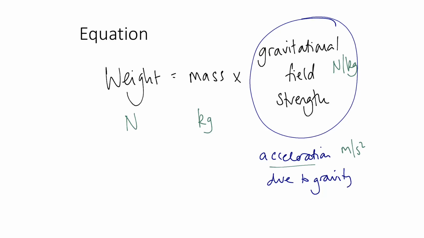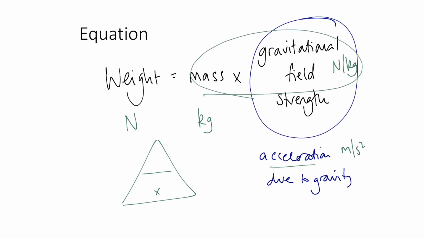Some students like to put equations into triangles to help you with rearranging them. So mass and gravity are multiplied together. So mass and gravity. So that leaves weight at the top.